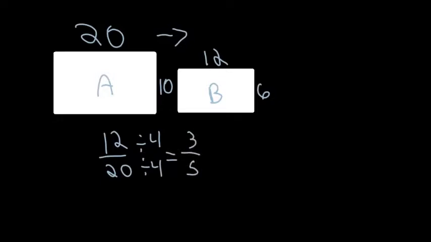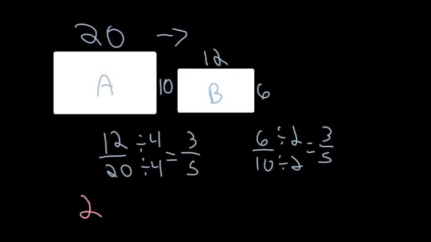If you were to use the sides of 6 and 10, you can divide both those by 2, and you still get a scale factor of 3/5. So your scale factor there for that reduction is 3/5, and 3/5 is less than 1, so we know it's a reduction. But I also want you to see what happens to the area. So the area of the rectangle A is 20 times 10. So that area is 200. The area of B is 6 times 12, which equals 72.